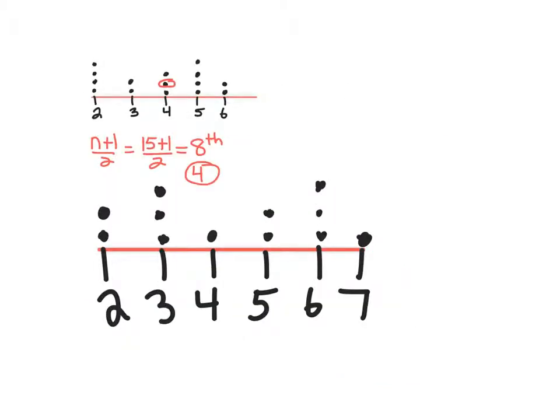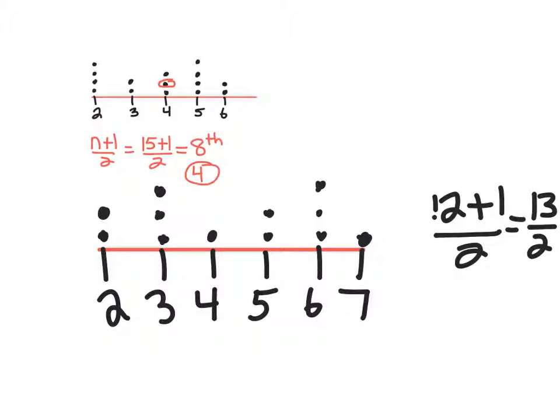Let's look at one last situation. Here is my dot plot, and in this dot plot I have 12 pieces of data. So I will do 12 plus 1 divided by 2, and that will give me 13 over 2, which means my median is going to be between my 6th and 7th piece of data.